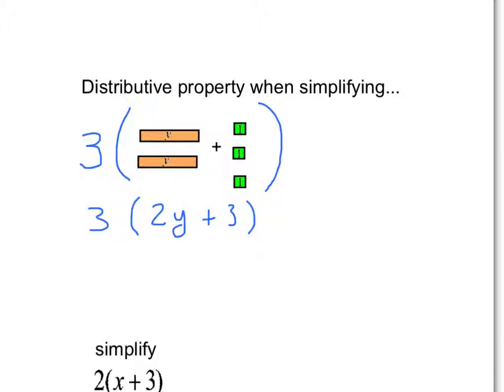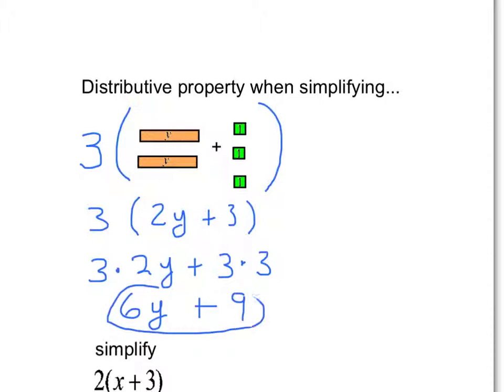So remember, this 3 on the outside says how many I want of this and how many I want of this. I want 3 of 2y plus 3 of 3. So that's going to mean if I triple everything on the inside, I triple both the 2 y's and I triple the 3, and I end up with 6y plus 9, and this is the distributive property that does this. I'll have some more examples that show you that. So that's how you simplify using the distributive property.